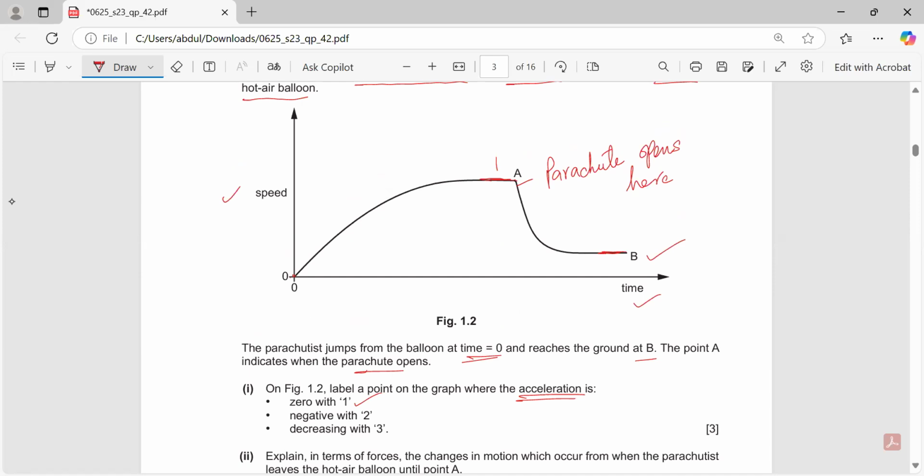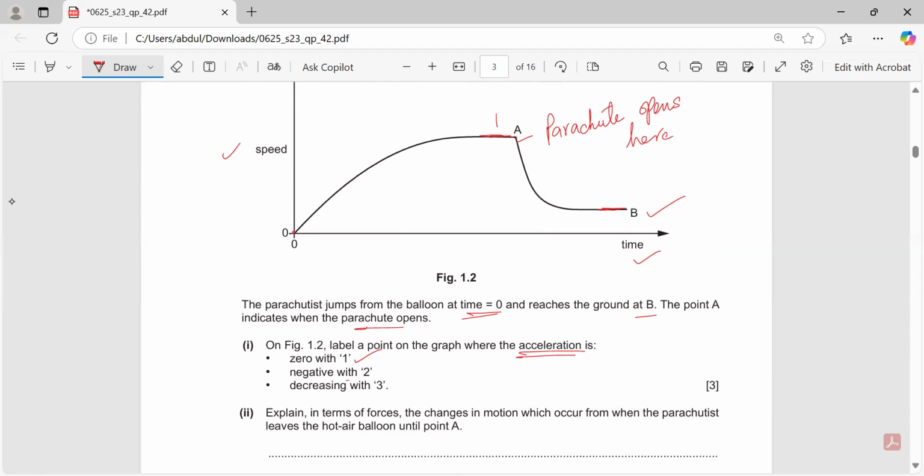So just before A, when it is falling with constant velocity, we will not say constant speed. Constant speed may involve a changing direction. Like a car taking a turn at constant speed is still accelerating, because speed is constant but velocity is not constant, because velocity is a vector quantity. As the direction is changing, velocity is changing, which leads to acceleration. So constant velocity just before A.